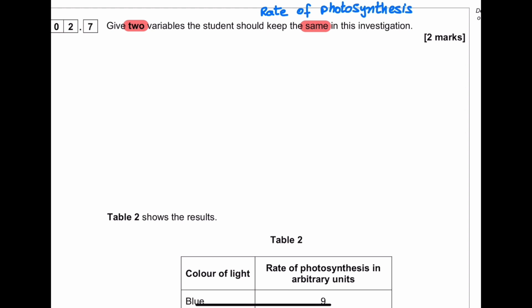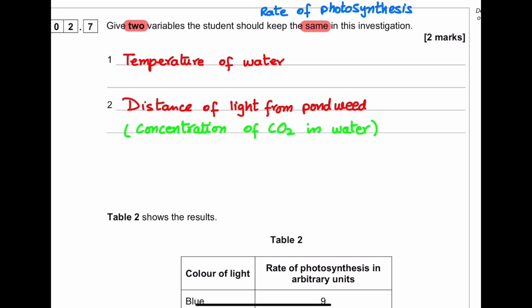Let's see the model answer. The variables which are same throughout the investigation are temperature of the water, the distance of light from the pond weed. Even the student can write the concentration of carbon dioxide in the water.